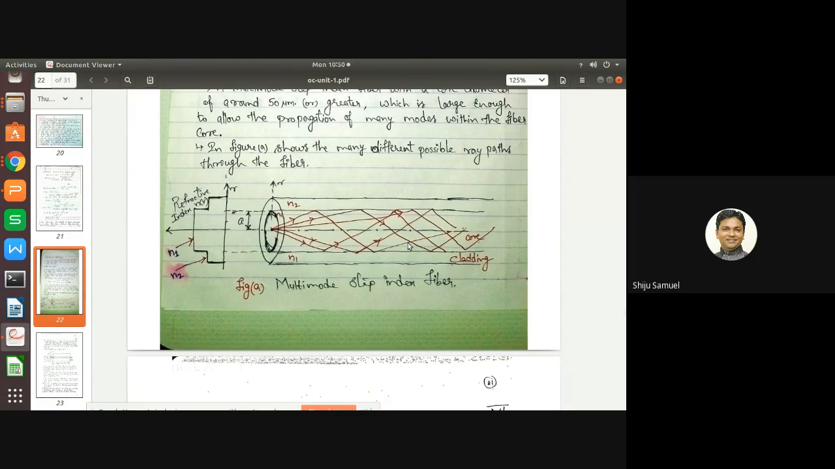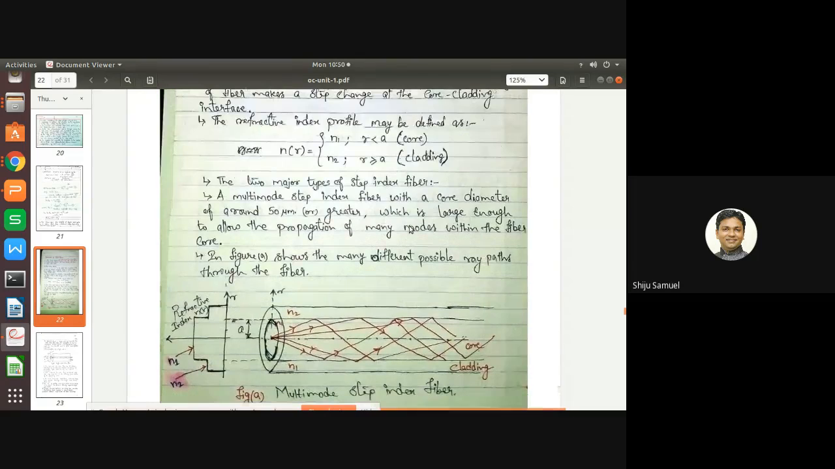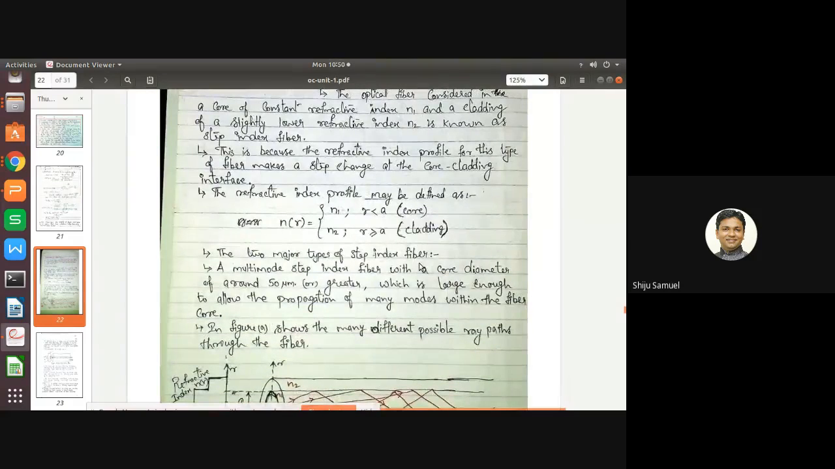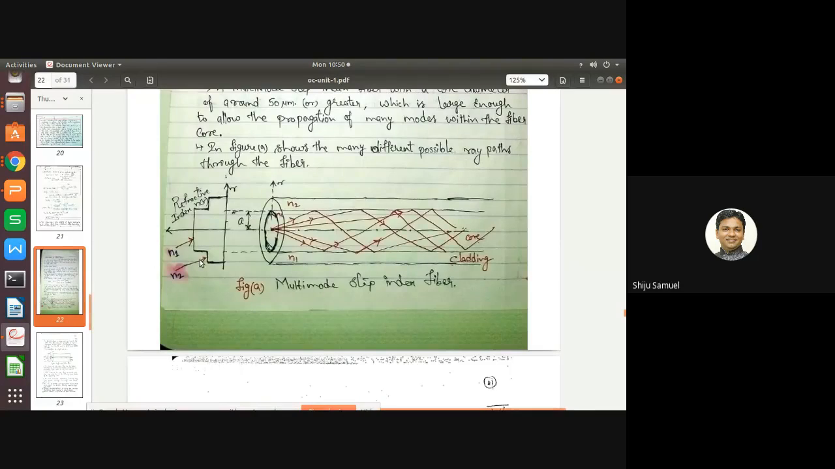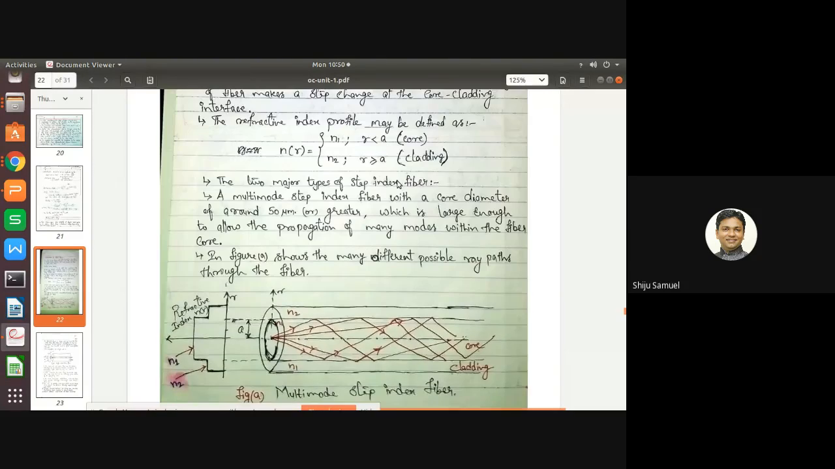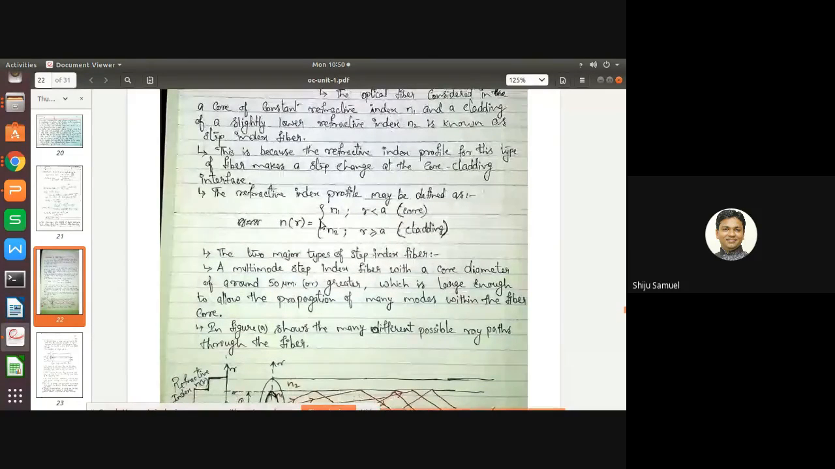Now, in the mathematical equation, we can say the refractive index profile, that means n of r, the air medium. Now come to the point. The refractive index profile may be defined as n of r equal to n1. The first condition: in which category is n of r equal to n1? When the core, what is the core?